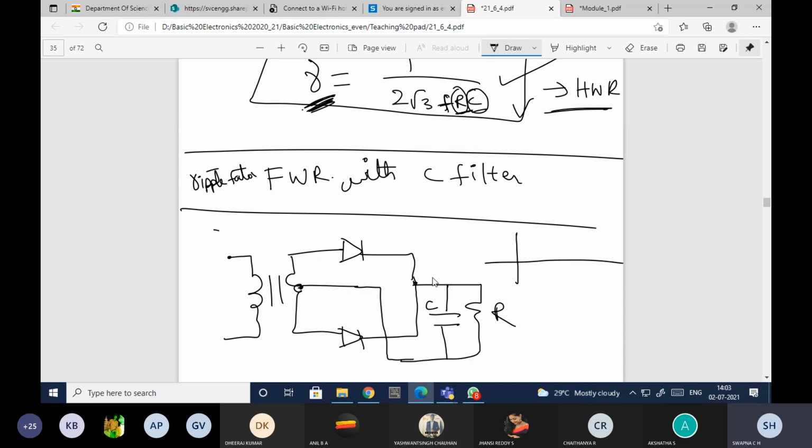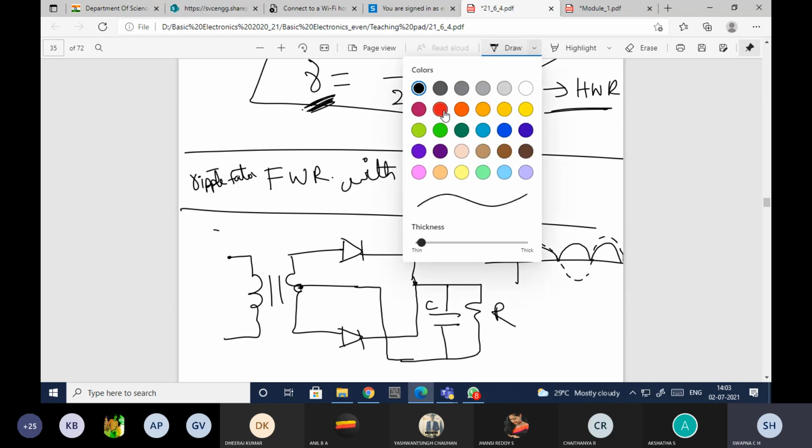Again, if you observe, take only the rectifier part and see what it will do. This is my input signal. For the positive half, I'll get the voltage like this, and for the negative half also, I'll get the voltage like this. So both the cycles are getting rectified here. Let me take a different pen now.